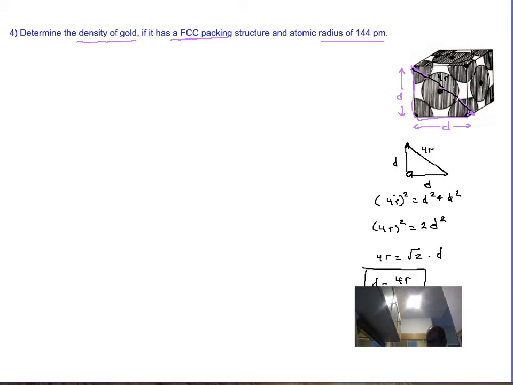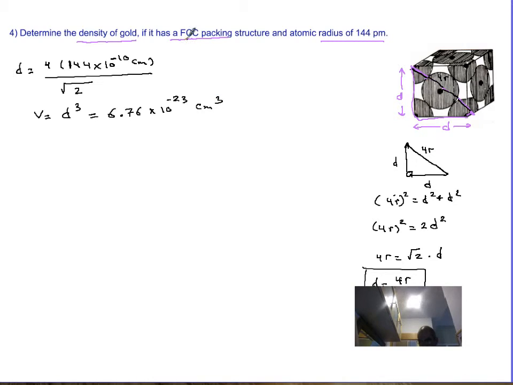So if that's the case, let's just plug it in. Each side is equal to 4 times 144 picometers converted to centimeter, divided by square root of 2, and then volume is d cubed. So once you calculate this, just plug it in, and for volume I have calculated 6.76 times 10 to the minus 23 centimeter cubed.